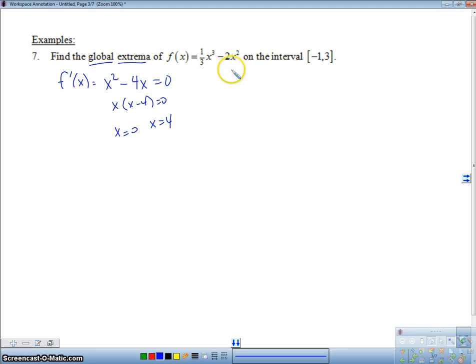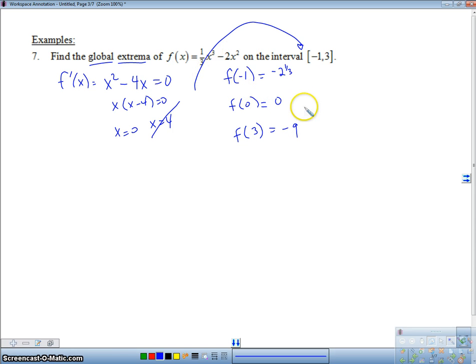Now we're going to take f of negative 1, f of 0, and f of 3. We're not going to worry about 4 because 4 is not in this interval. So we're just going to worry about these 3 numbers. Plugging in negative 1 gives us about negative 2 1/3. Plugging in 0, we get 0. And plugging in 3, we get negative 9.